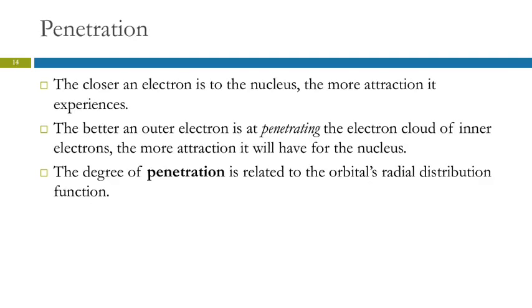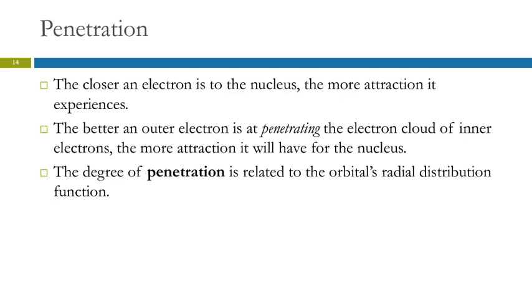The closer an electron is to the nucleus, the more attraction it experiences. And this kind of works with people too. If you see someone from way far away, you can't be as attracted to them as if you were up close. So the closer the electron is, the more attraction it experiences.